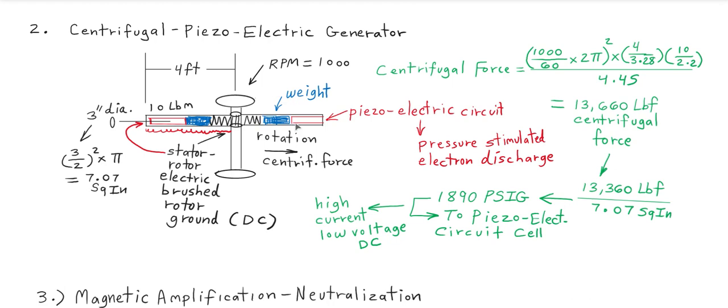So we wouldn't get much motion here. We may get some compressive piezoelectric effect. So piezoelectric circuits are pressure stimulated electron discharge. You could see these types of circuits even on weigh scales or whatever. So enough pressure goes on the piezoelectric circuit, it's going to discharge a current.